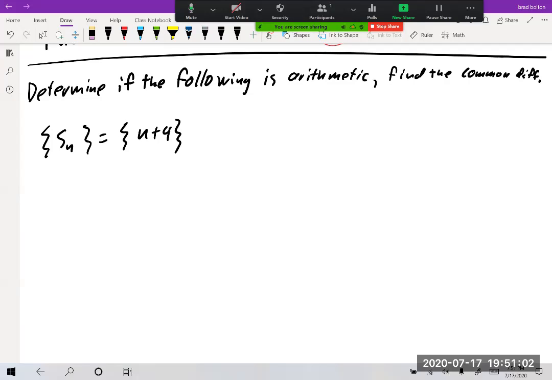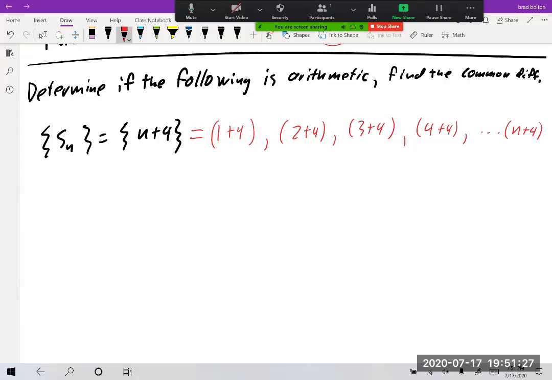Okay, and let me generate some terms. If I want to generate the terms, the first term will be 1 plus 4, comma, the next one will be 2 plus 4, the next one will be 3 plus 4, the next one will be 4 plus 4, and so on and so on, all the way up to n plus 4, which is right there, right? So now let's see what this creates: 5, 6, 7, 8, 9, all the way down to n plus 4.